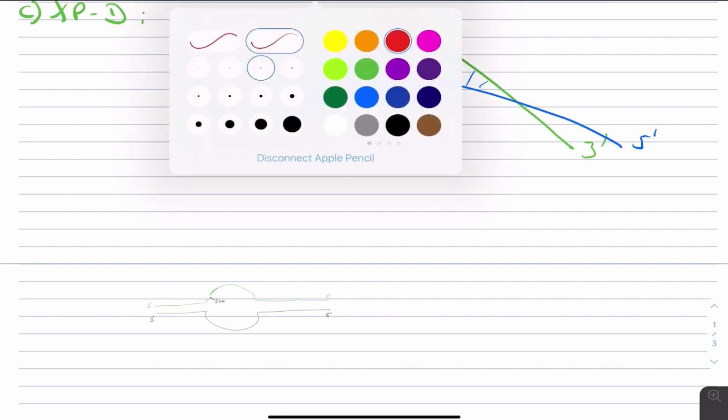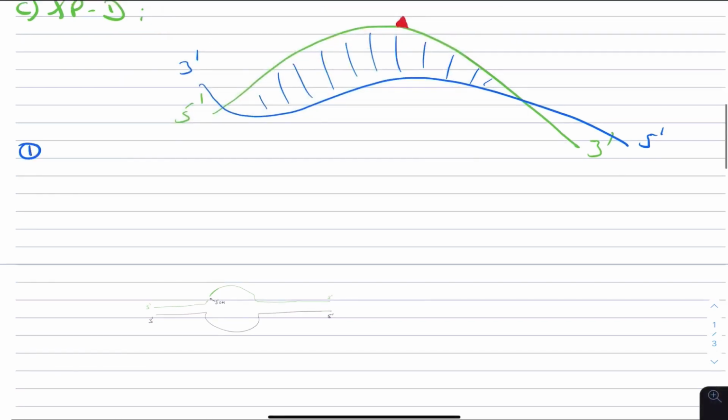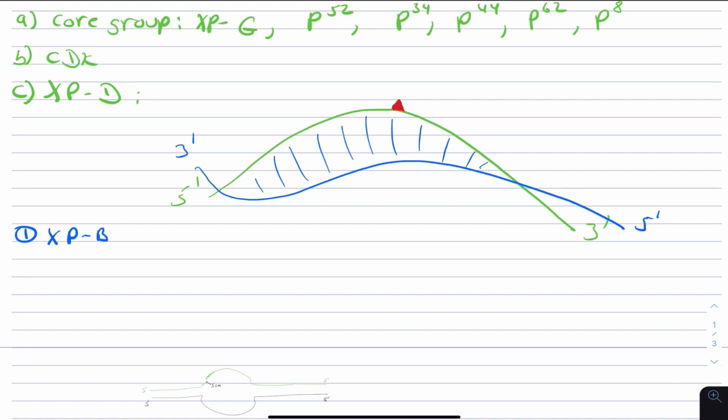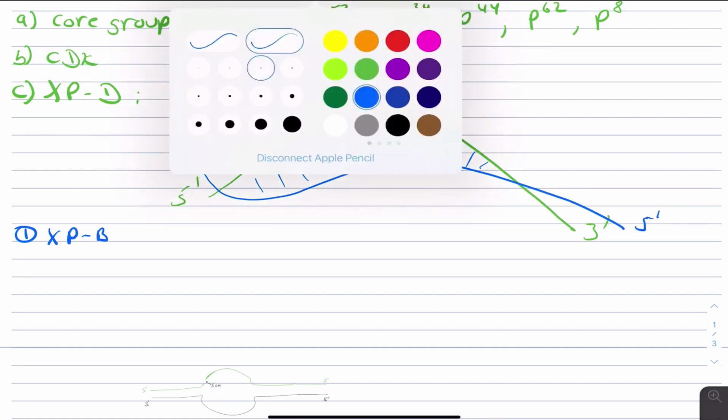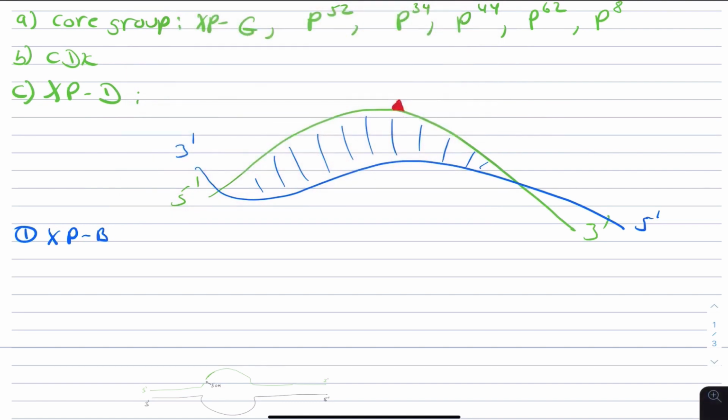We have our XPB. It's going to bind, okay? And then it recruits the TFIIH component. Now, in order for XPD, let's draw it out over here. I'll use purple for this. So imagine this is XPB over here.